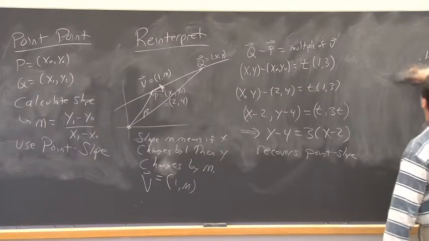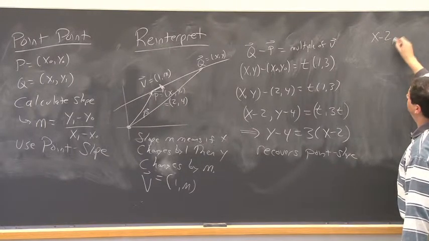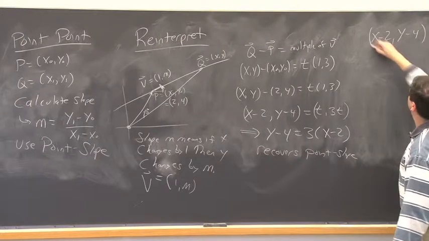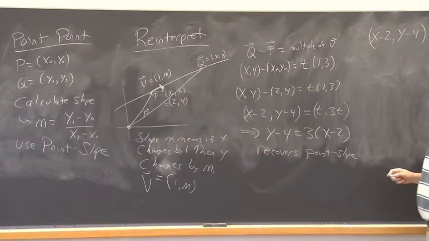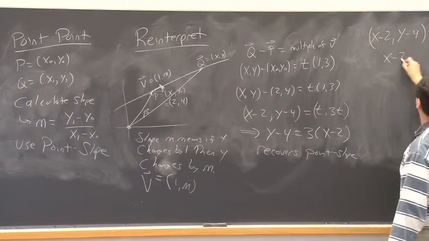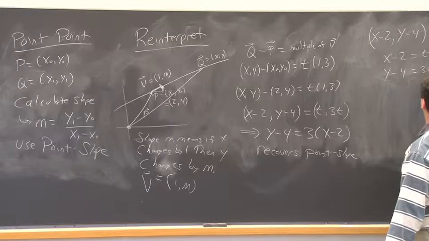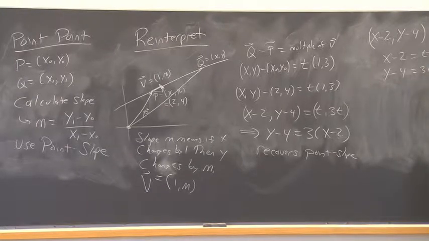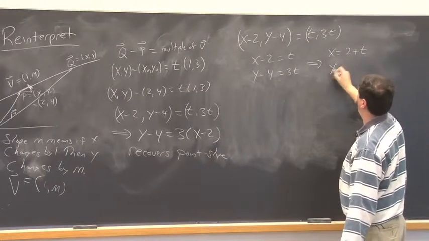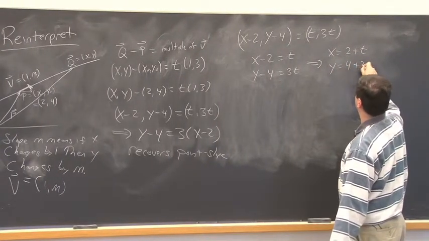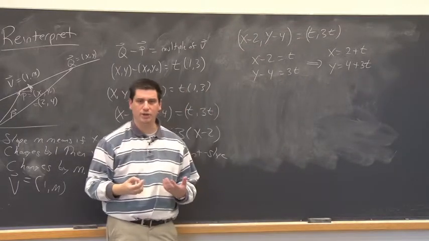We can expand out what we have. So we have (x minus 2, y minus 4) is equal to (t, 3t). So this is really two equations. This is x minus 2 is t. This is y minus 4 is 3t. So I can write this as x equals 2 plus t, y equals 4 plus 3t. So this is one way to write what we have.